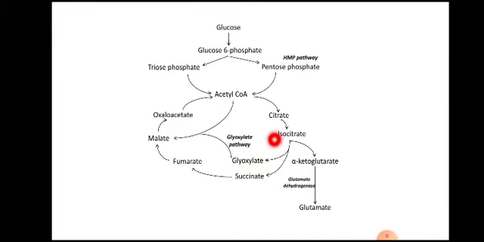Now one of the intermediates of the citric acid cycle is alpha ketoglutarate. The cycle goes citrate, isocitrate, alpha ketoglutarate. Alpha ketoglutarate is then converted to succinate. Succinate is converted to fumarate, malate, oxaloacetate. This is the TCA cycle, including alpha ketoglutarate. In this pathway it is shown separately, but in the TCA cycle, alpha ketoglutaric acid is one of the intermediates. Now, what happens?